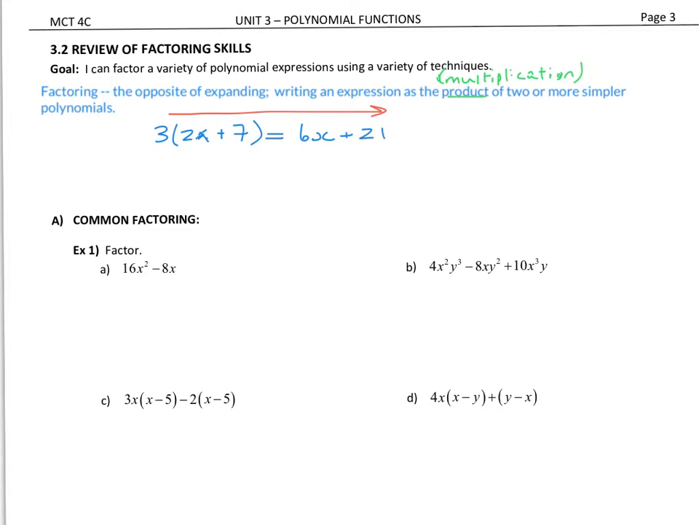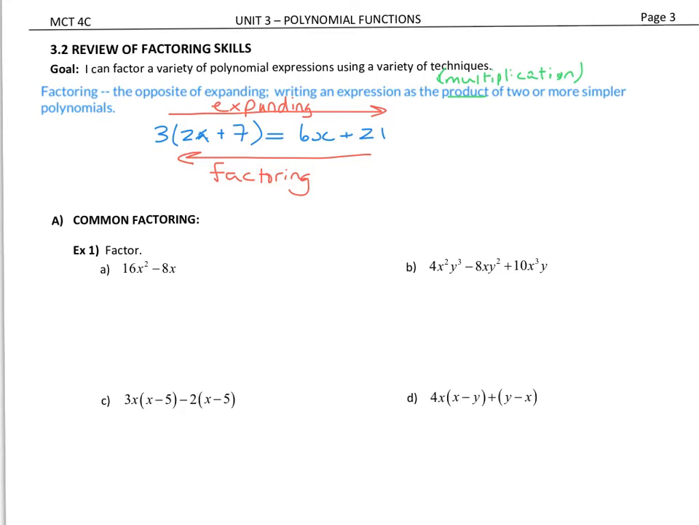Factoring is starting with something like 6x plus 21 and working it backwards this way to write it as the product of 3 with 2x plus 7. So factoring takes something in what we could call standard form and rewrites it as the product of two or more things. I'm just going to write the word expanding in here. Expanding or multiplying.